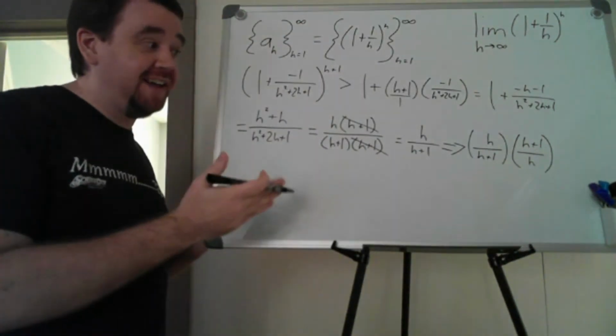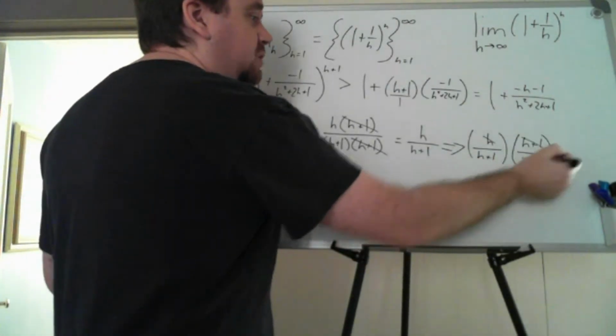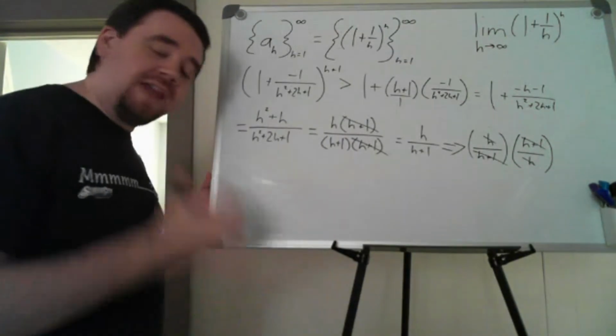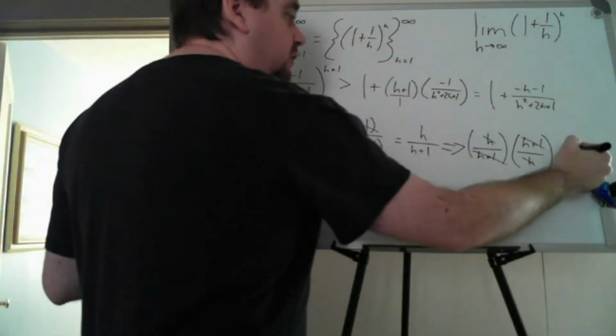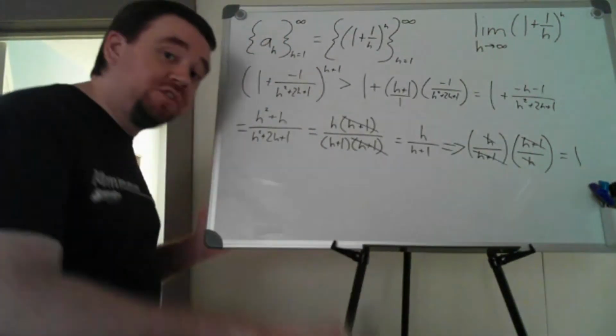Ooh, now that looks really nice, because what do I got? I got an h on top, h on bottom. I got an h plus 1 on top, h plus 1 on bottom. If you cancel everything out, you are left with 1. Now we put this all together.